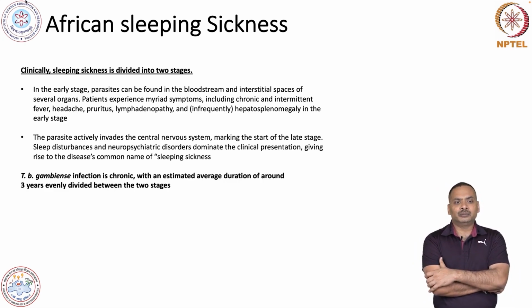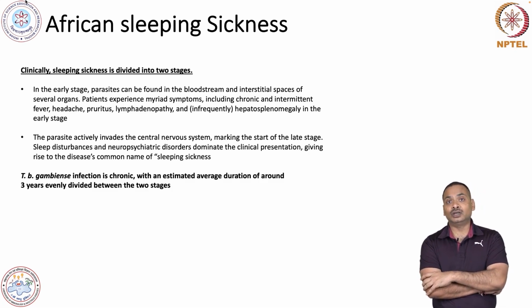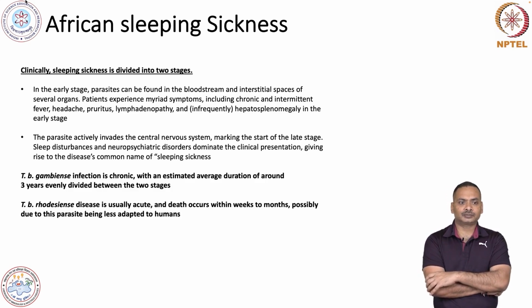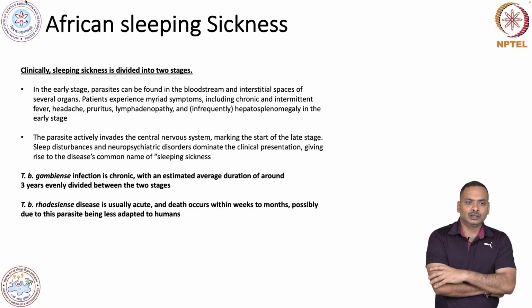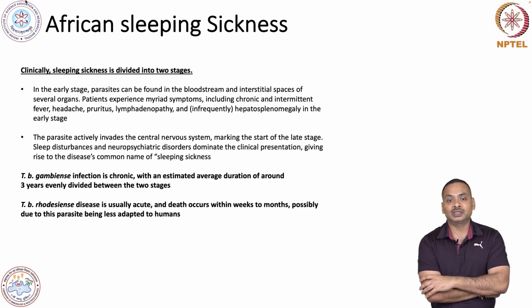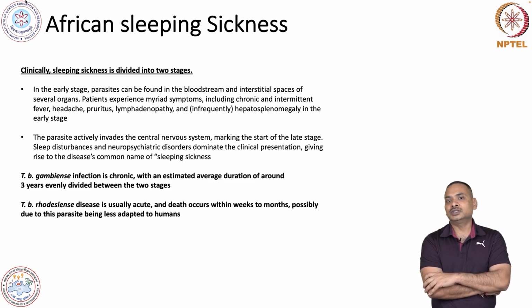Trypanosoma brucei gambiense infection is chronic, with an estimated average duration of around 3 years, evenly divided between the 2 stages. Another is Trypanosoma brucei rhodesiense. The disease is usually acute, and death occurs within weeks to months. You can understand this is much more dangerous, possibly due to the parasite being less adapted to the human.